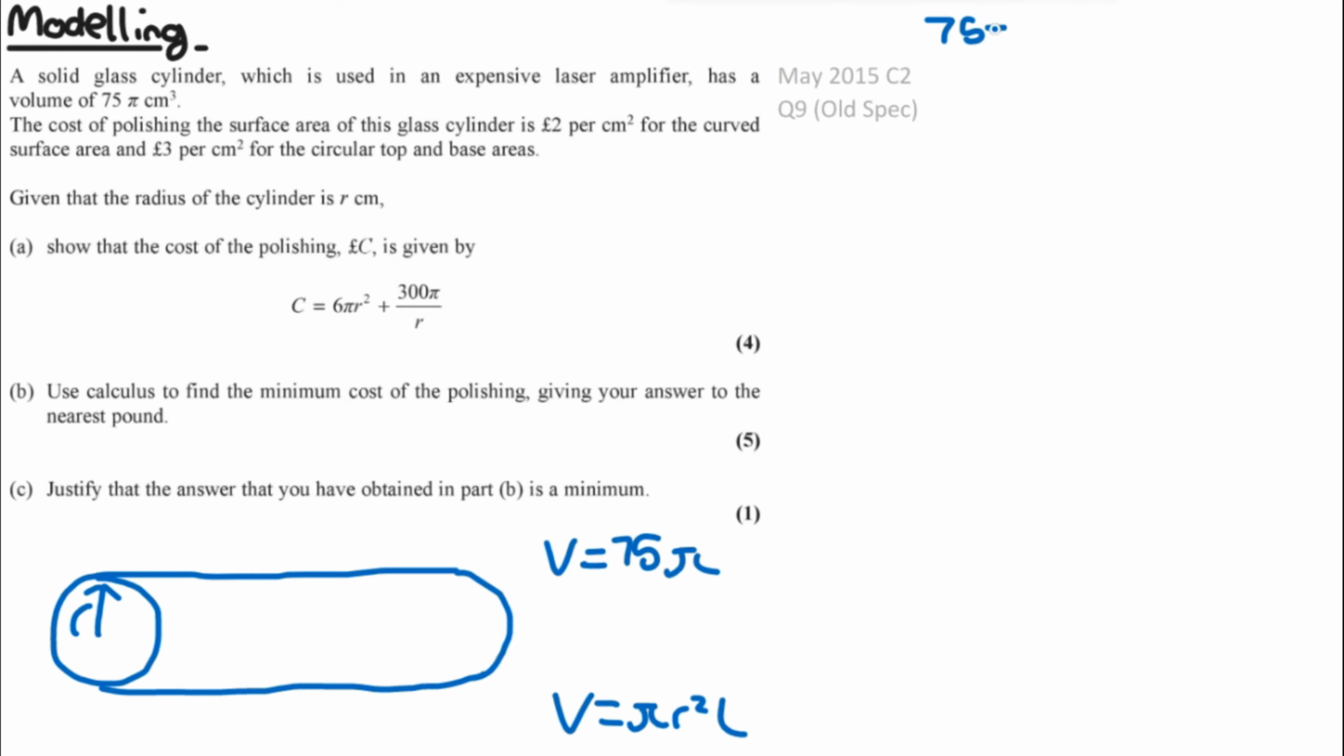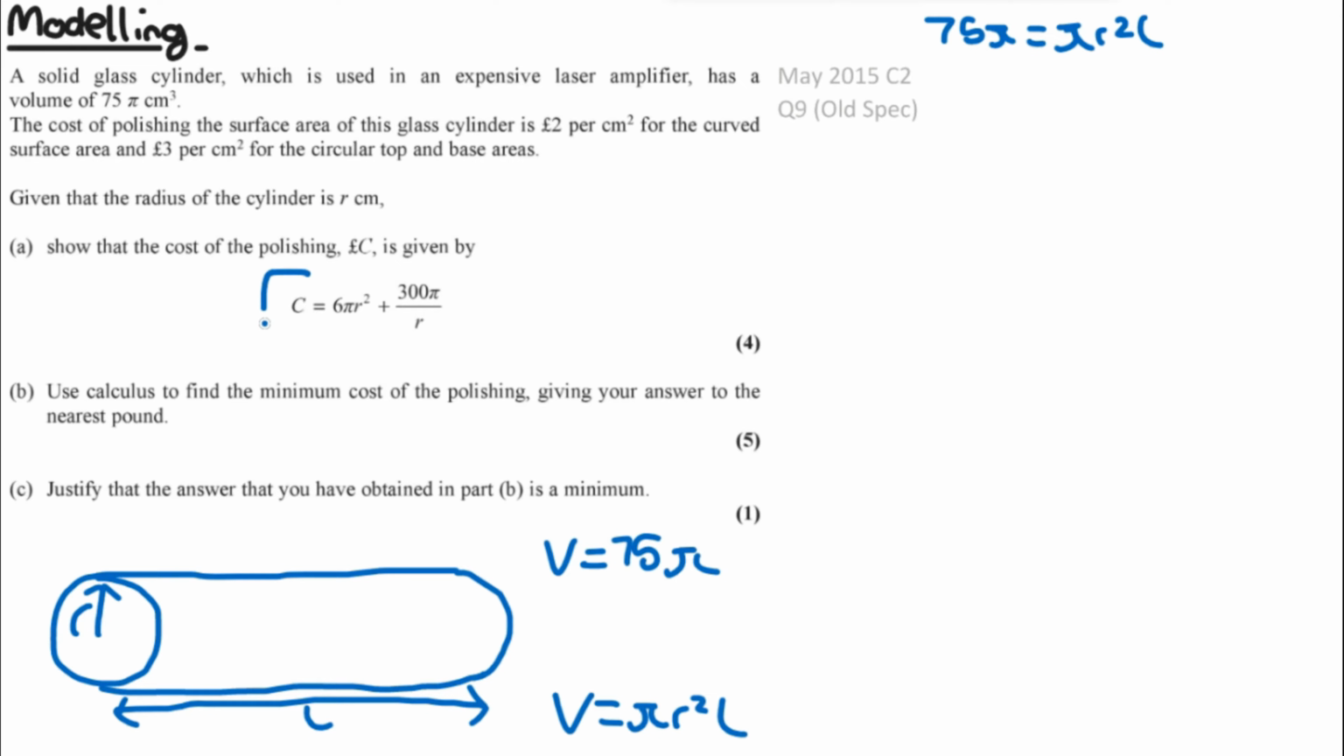75 pi is equal to pi r squared L. So that's a very easy equation to make. But what are we actually going to do with this? Well, remember that L is the length of the cylinder. Now, L is not actually mentioned anywhere in the question. R is mentioned. It says that R is the radius of the cylinder, but L is nowhere mentioned.